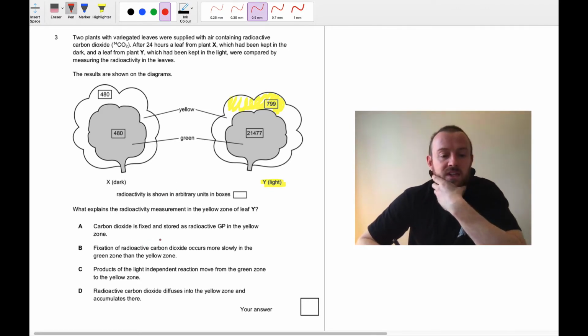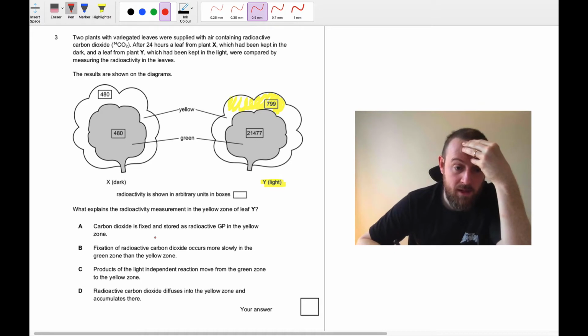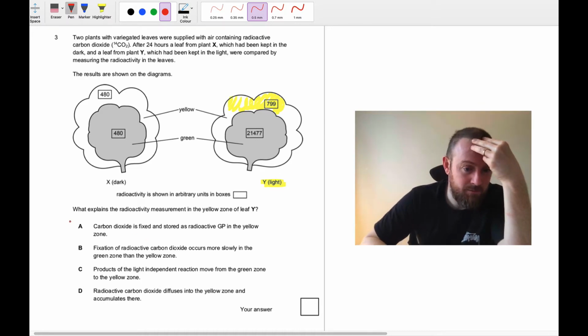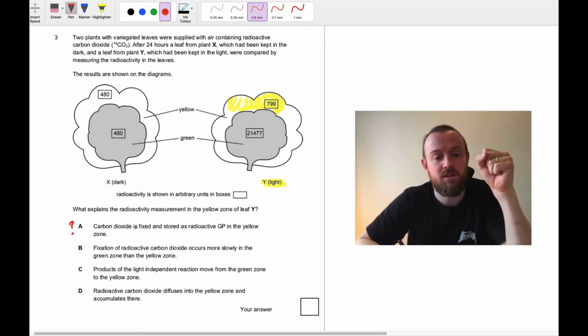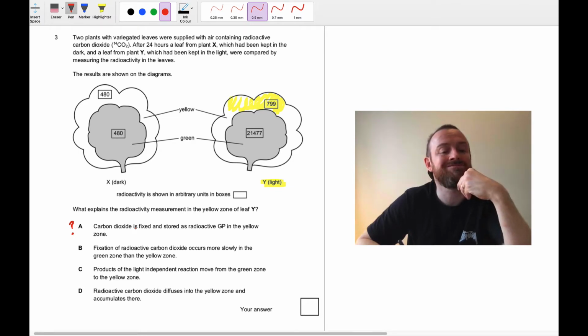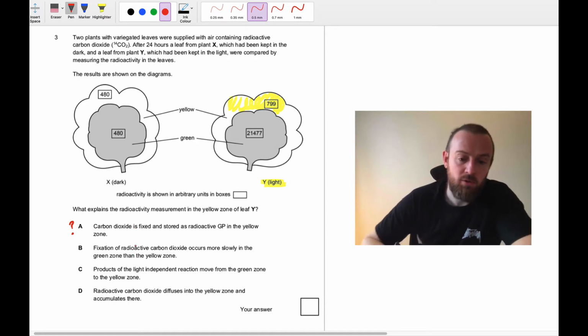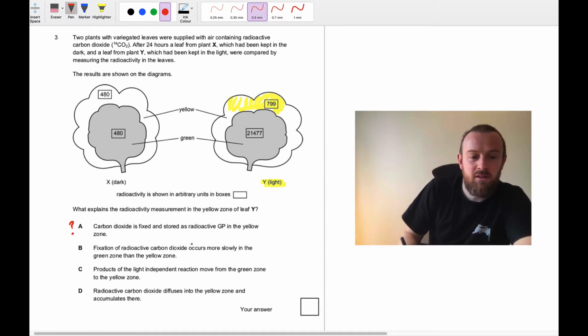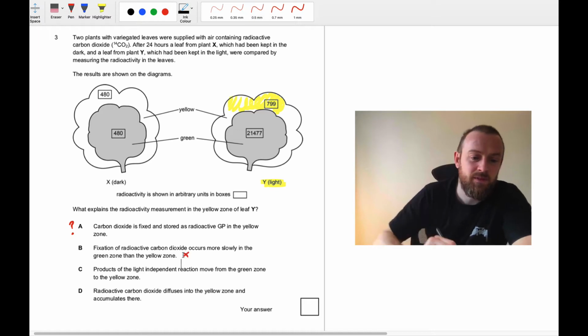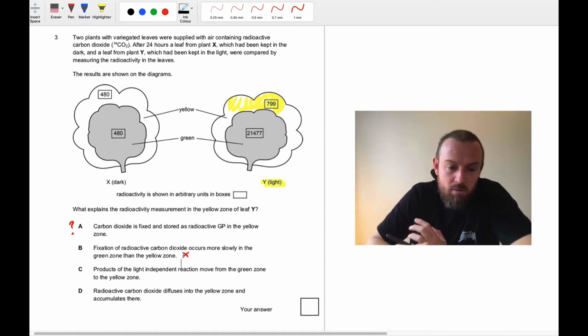A, carbon dioxide is fixed and stored as radioactive GP in the yellow zone. Well, I'm kind of questioning this one because there's no photosynthesis happening in the yellow zone, but potentially there could be some ATP to power the light independent stages in the yellow zone, but I'm not really sure. So I'm going to keep moving on. B, fixation of radioactive carbon dioxide occurs more slowly in the green zone than the yellow zone. No, that's definitely not true. Green zone would be much faster.